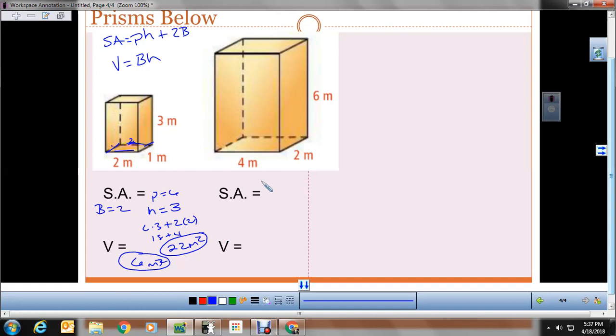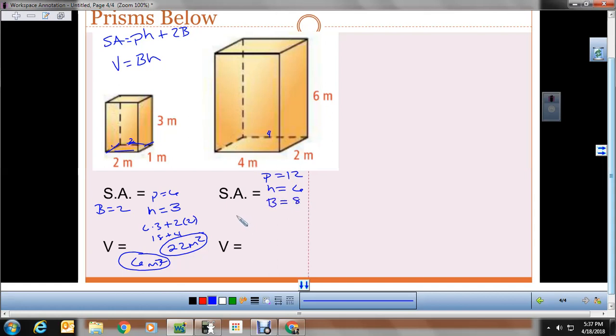So let's find the surface area of the larger one. Well, for this one, the perimeter is going to be 4 plus 4, 2 plus 2. That's 8 and 4, which is 12. The height would be 6, the height of our prism. And then the last one here is going to be the area of the base. And that'll be 4 times 2, which is 8.